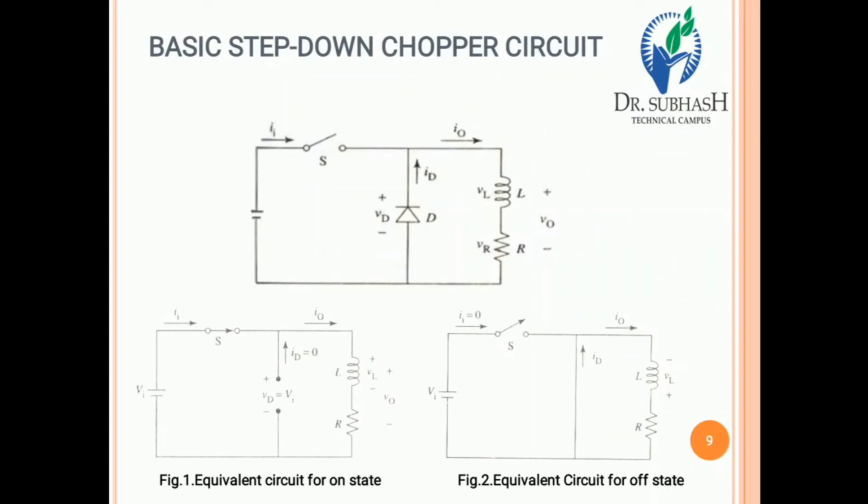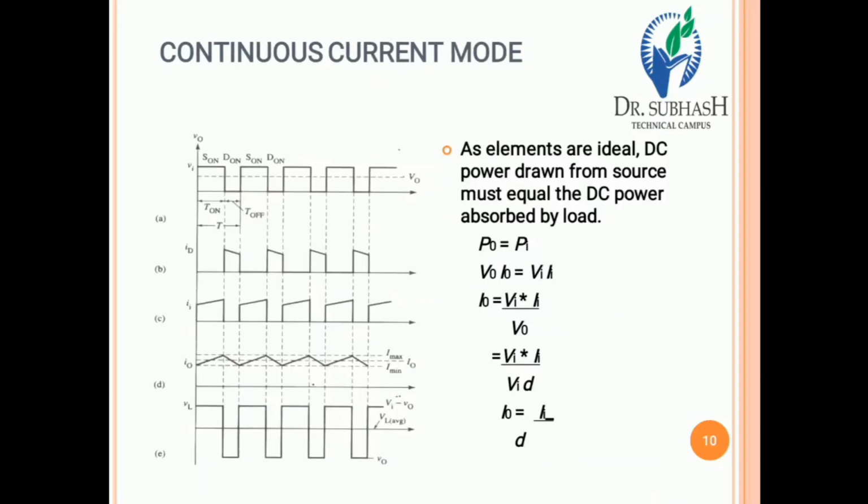If the switch goes into the turn-off condition, the input voltage does not connect with the diode, so the diode goes into the forward bias condition. In forward bias, it works as a closed switch, right? So the switch goes into the off state. Now, in continuous current mode, this is the basic waveform of the DC chopper circuit.